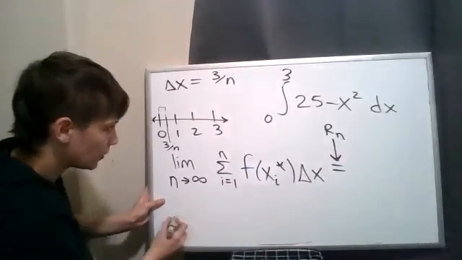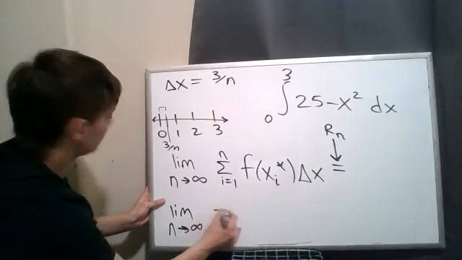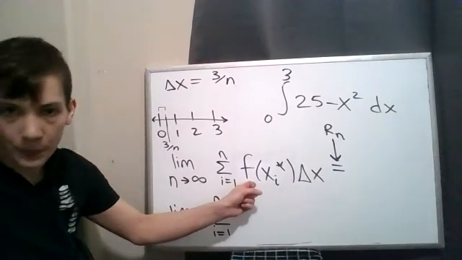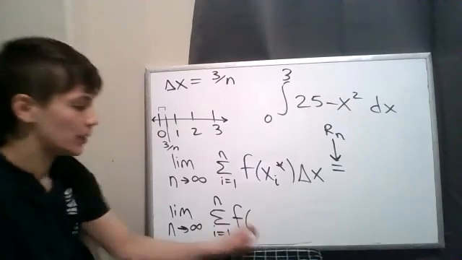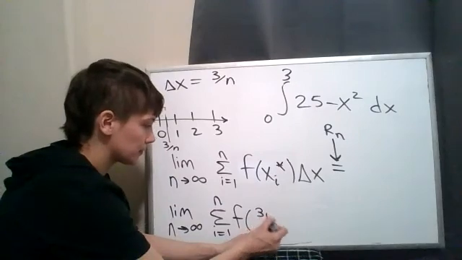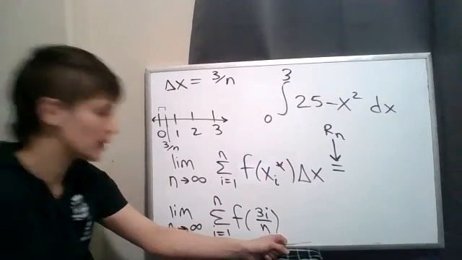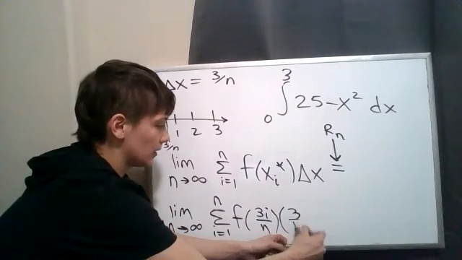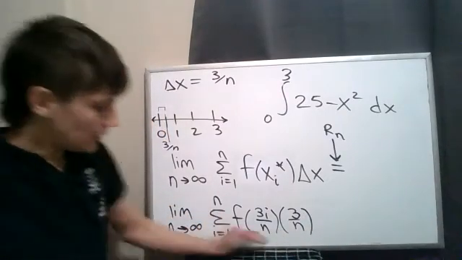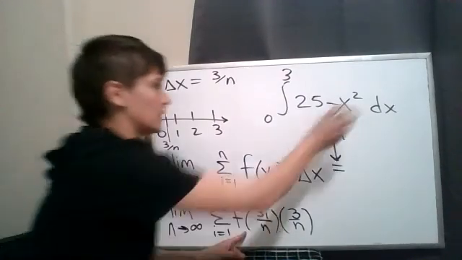Let's just write about it. Okay, so equals the limit as n goes to infinity of the sum from i equals 1 up to n. Okay, in your function f, we're putting in right-hand endpoints, which will look like 3i over n. And we multiply that by delta x, which is 3 over n. Okay, so let's do this part. Just putting in your 3i over n into that function f, this piece here.